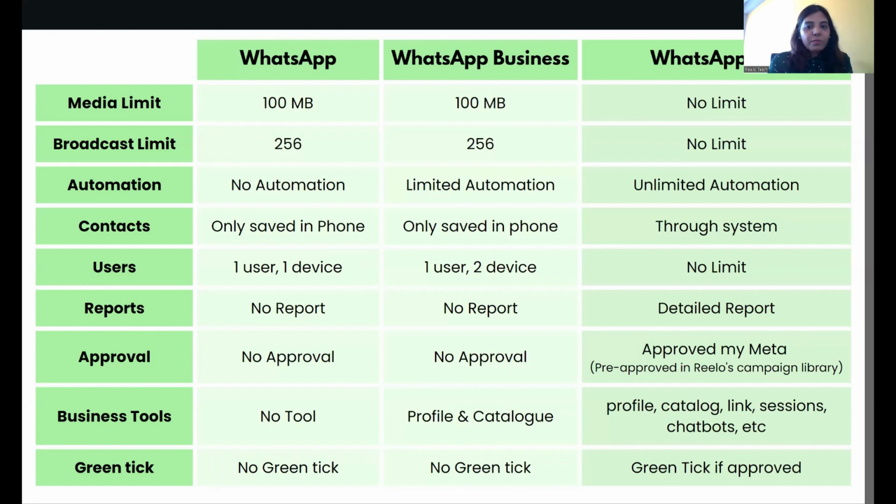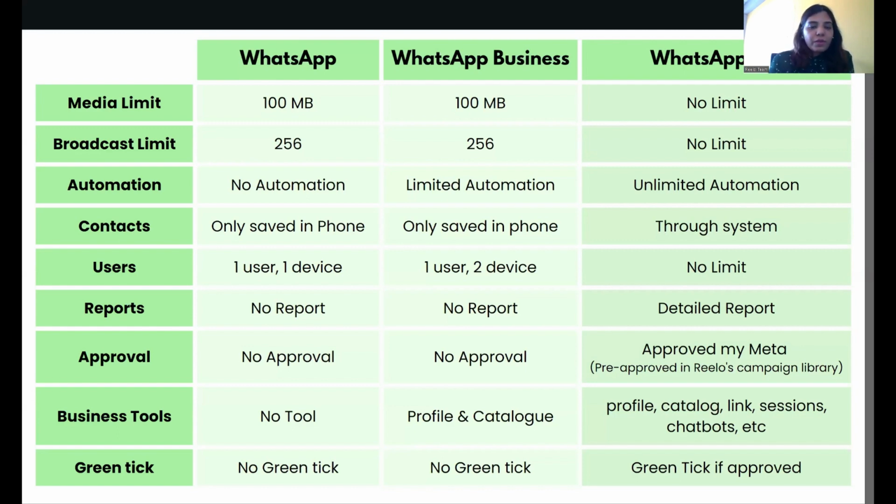Now reports. Reports are a very important part of sending any WhatsApp campaign. If I've sent it to, let's say, 200 people, I would like to know how many people have received those messages, how many people have opened and read those messages, right? Then I can actually see whether my campaign is getting results or not. So in your WhatsApp and your WhatsApp Business, there are no reports available. But in WhatsApp API, I can get a detailed report of how many people my WhatsApp message got delivered to, or opened, or read.